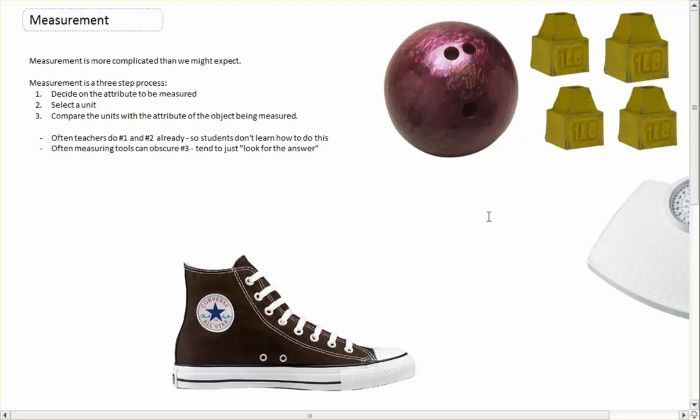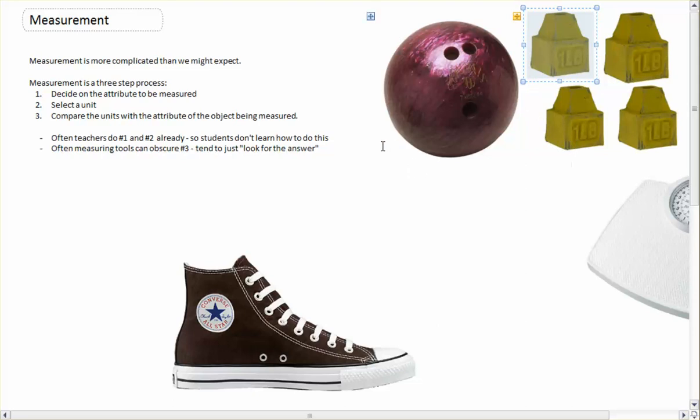We need to select a unit then. And you might say, well, of course you measure in pounds, but that's not the only unit that you can measure weight with. And so that's a decision that has to be made. And lastly, we're going to compare the units with the attribute of the object being measured. So we want to somehow compare how many of these 1 pound weights end up weighing the same as this bowling ball. And we can do that by putting them on a balance and putting enough weights on there until it balances out.